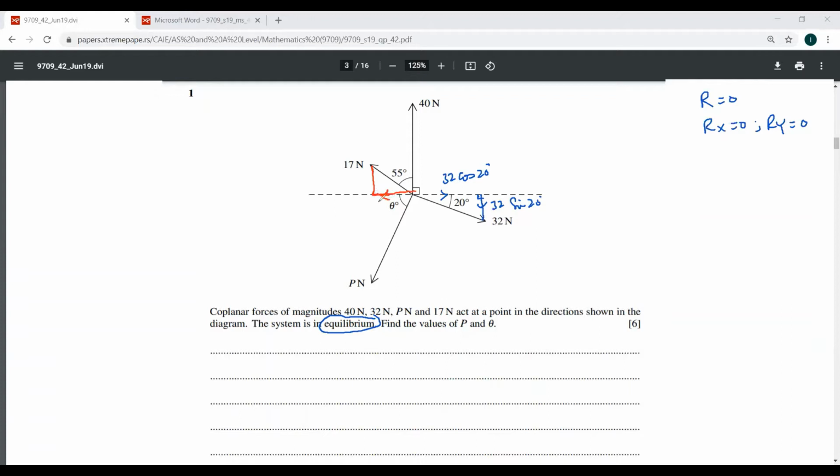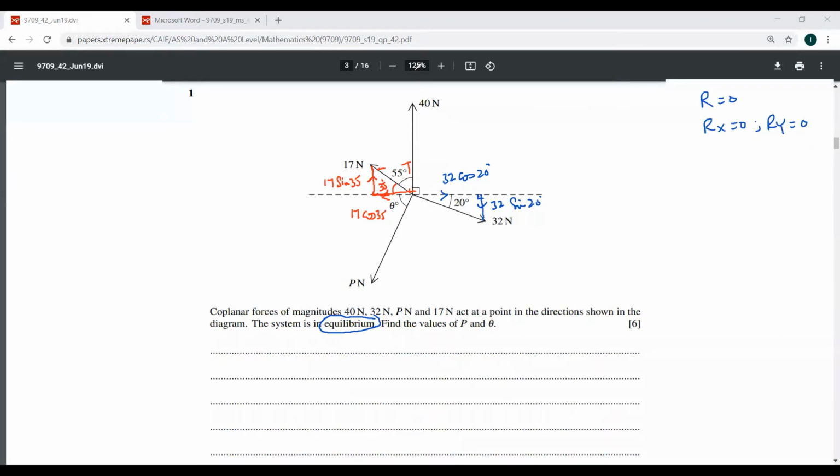This one is 17. Let me write this clearly. This is 17, and I need to have this angle inside here. So this is going to be 35 degrees. If I wanted, I could have resolved it like this in this direction as well. Okay. So anyhow, this is 17 cos 35, and this one is going to be 17 sine 35.